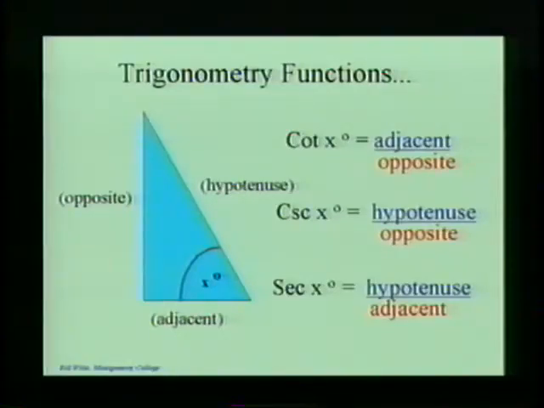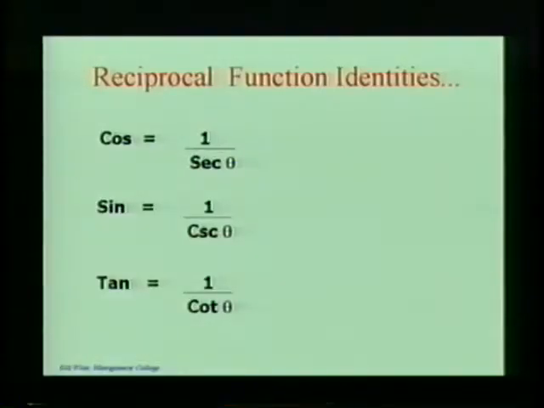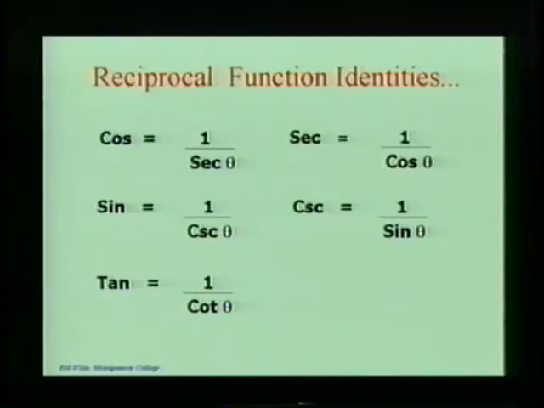Okay? So couldn't you say that the cosine is 1 over the secant? Because the cosine, for instance, being the adjacent over the hypotenuse, the secant is the hypotenuse over the adjacent. That's why the cosine is 1 over the secant. Another thing worthy of knowing is the sine is 1 over the cosecant. The tangent is 1 over the cotangent, or the reciprocal of it. Okay, we're going to need to remember the secant is 1 over the cosine, the cosecant is 1 over the sine, and the cotangent is 1 over the tangent.